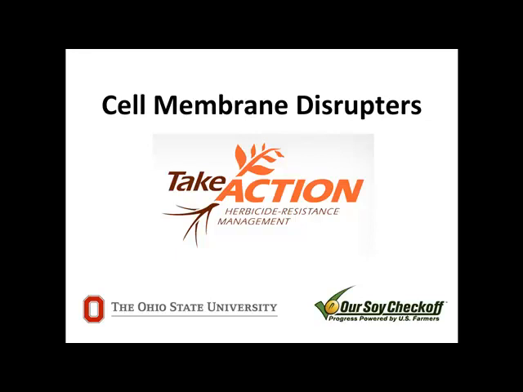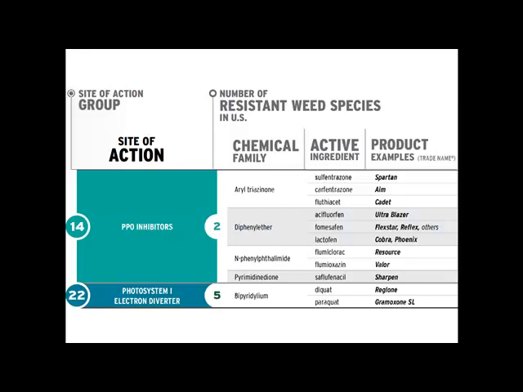I will be talking about cell membrane disruptors. This is one in a series of talks discussing the mode of action, site of action identification chart that was developed as part of the Take Action Herbicide Resistance Management Program. This presentation will be covering the mode of action cell membrane disruptors. This mode of action includes two sites of action, groups 14 and 22, also known as the PPO inhibitors and the photosystem 1 electron diverters.